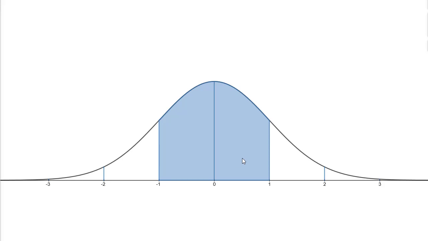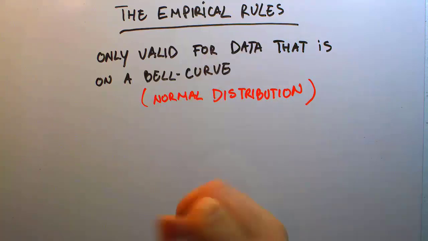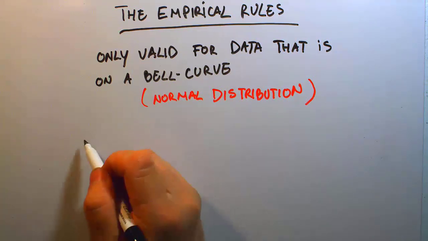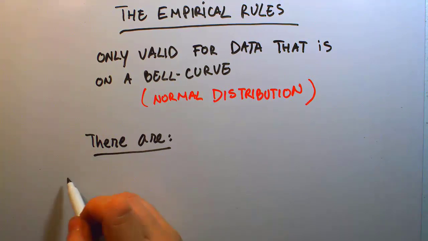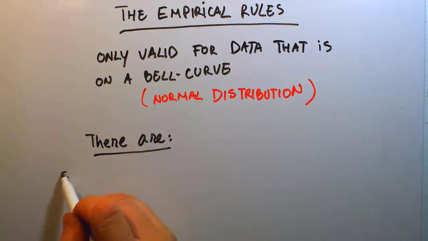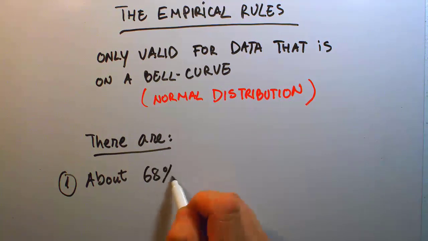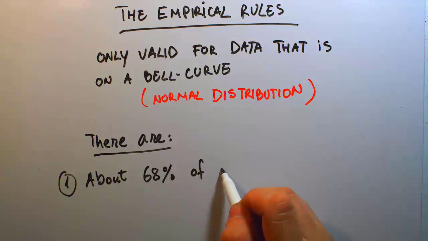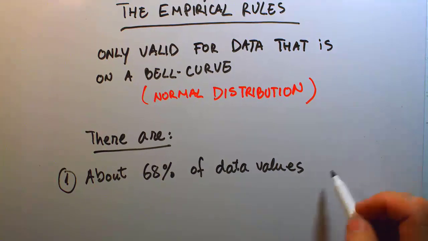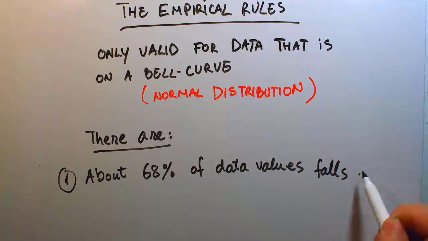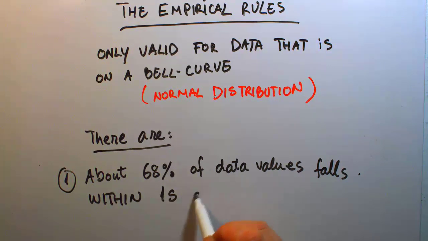Now back to my working board, where we start writing down the rules. The empirical rule states that anytime you're on a bell curve, rule number 1: there are about 68% of data values that fall within 1 standard deviation of the mean.